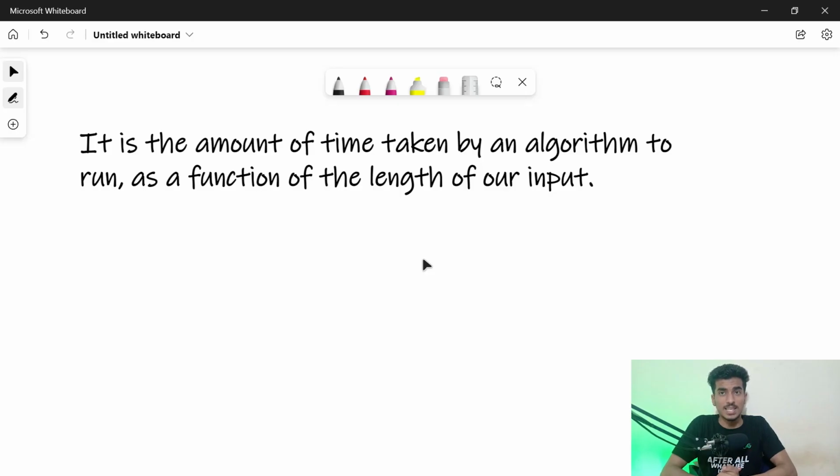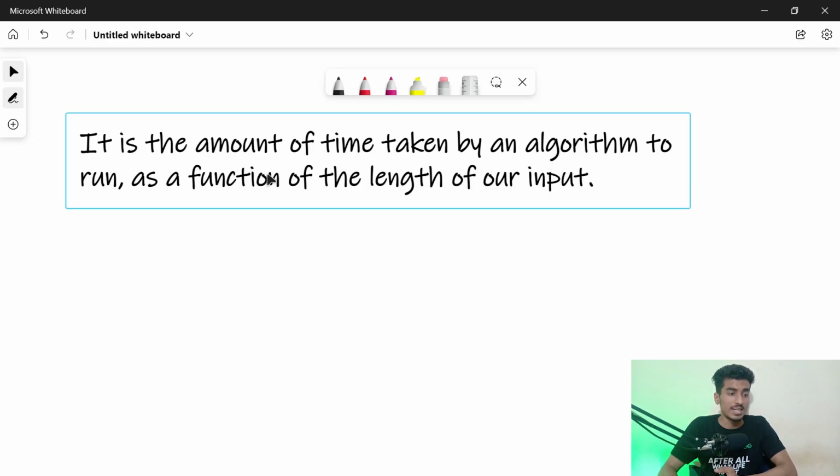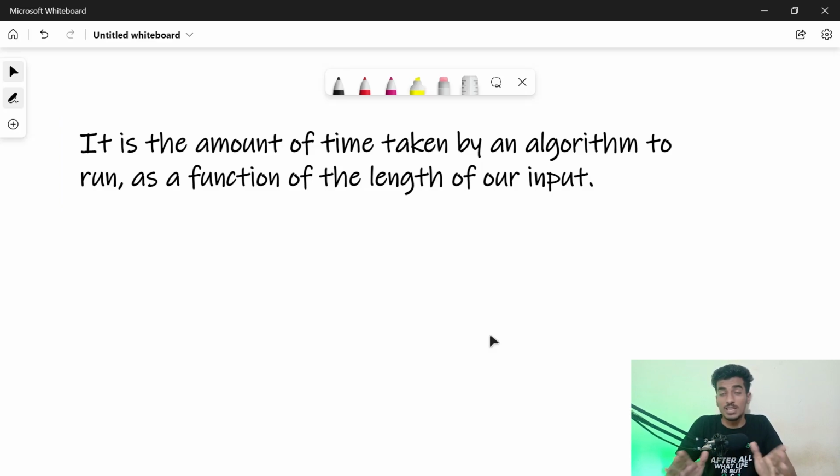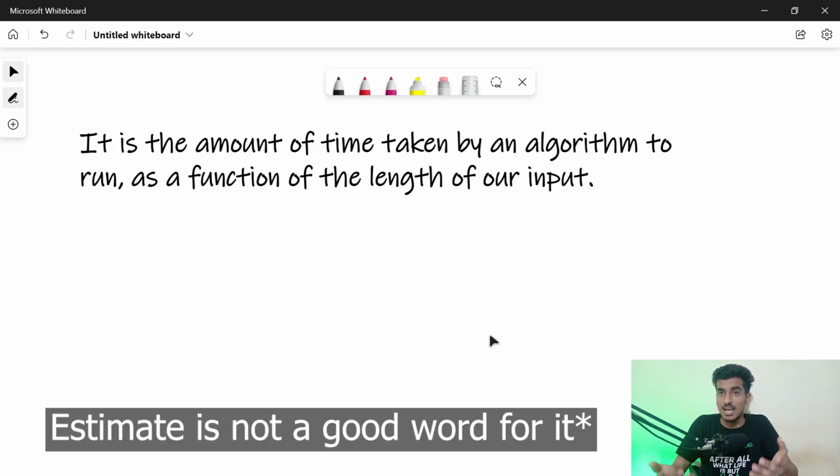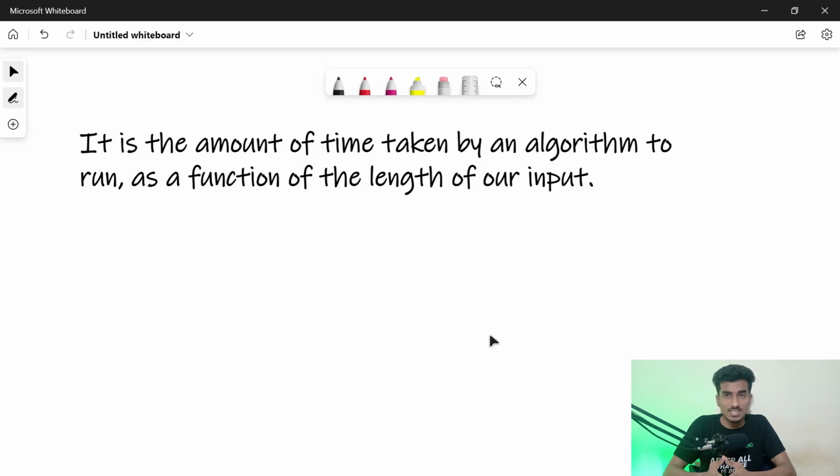So first of all, what is time complexity? As you can see here, it is the amount of time taken by an algorithm to run as a function of the length of our input. But Sagar, that's just a geeky definition from the internet. So let me explain it to you. First of all, keep this in mind: time complexity is not the amount of time taken. It is just an estimate, or we can say it is a relative thing that totally depends on the size of your input. So time complexity tells us how our time will grow as our input grows, or we can also say how our time depends on the size of your input.